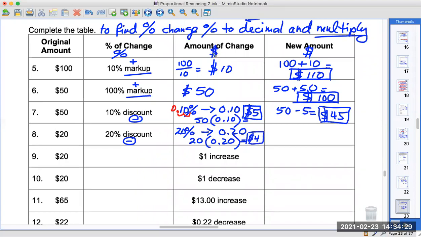Remember, amount of change means you found the dollar amount. So you have to differentiate what my number means. Percent? No, because we know it's 20%, so it can't now be 4%, it's $4. In other words, $4 is 20% of 20. And now we have to subtract it, 20 minus 4. The new amount is $16. This is what you pay.